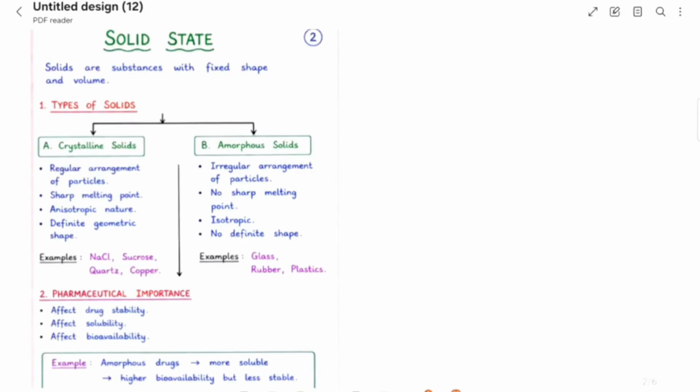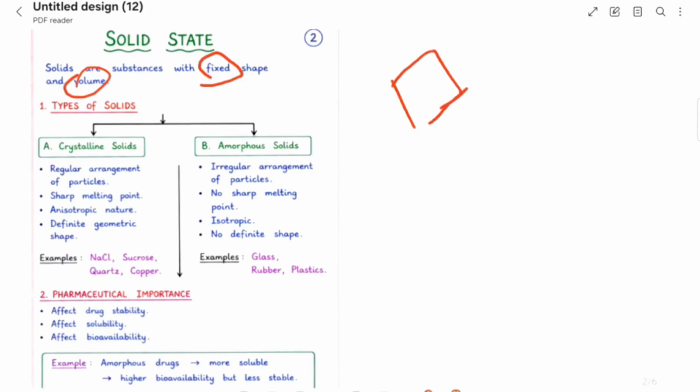Now about the solid state. Solids are substances which have a definite shape, meaning fixed shape, and definite size or volume. There are two different types of solids: one is crystalline solids, and the other is amorphous solids.